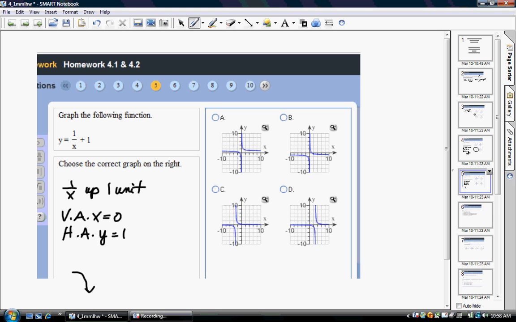And again, that shape of down and then up is what we're looking for because there's no reflection there. So we're shifting up 1, and that looks like this graph right here. Okay.